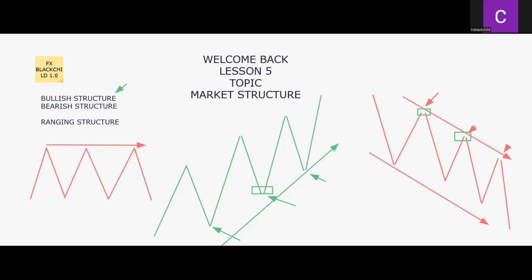So for now, we're not going to talk about this one because we're not interested. In most cases, we're only interested in buying in areas where we're going to maximize our profits and make money. But sometimes you can also sell here and buy here. You can sell here, you can buy here. Okay, so this is a ranging structure, a bullish structure, and this is a bearish structure.